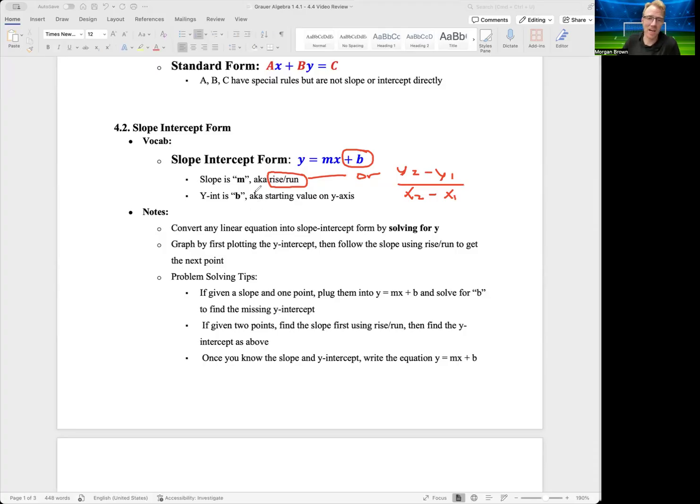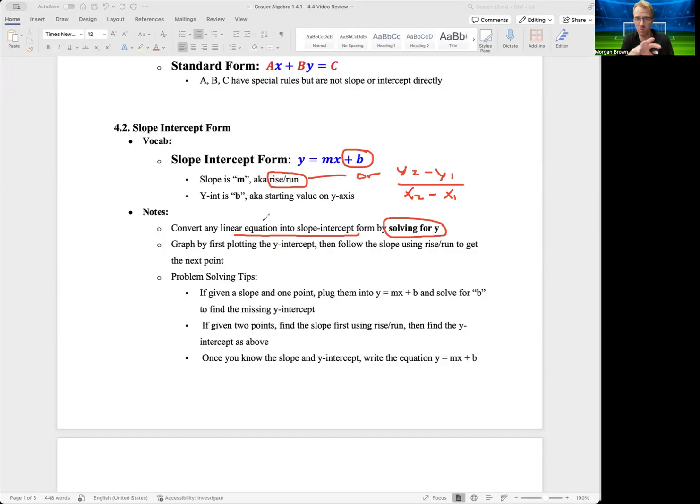Anytime a problem says convert something into slope-intercept form, that is exactly the same as telling you to solve for y. So if they give you the equation in some other form and they say convert it, whatever you have, solve for y.